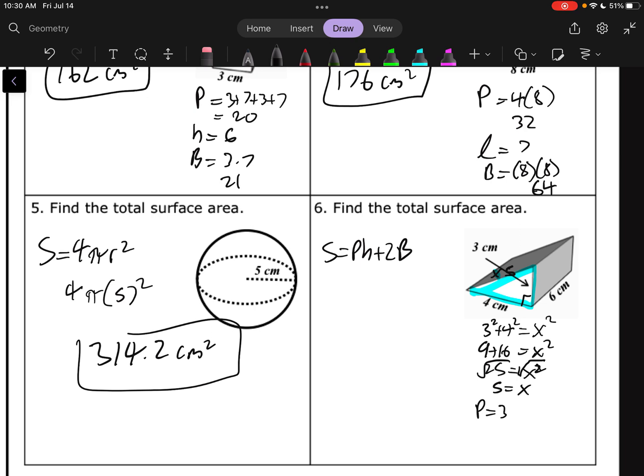So your perimeter should have been 3 plus 4 plus 5. That's 12. The height of the prism was the 6. And the area of the base was 1/2 base times height, 3 times 4, which was 6. So all in all, we should have done 12, which was the perimeter times the height, which was 6, plus 2 times the area of the base, which was 6. And we get, I think that's 84. Yeah, 84.